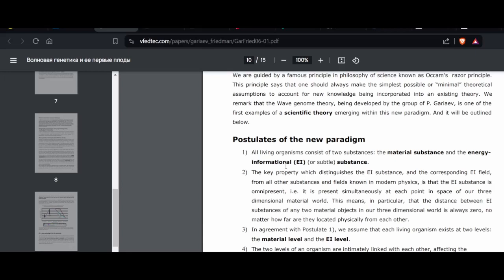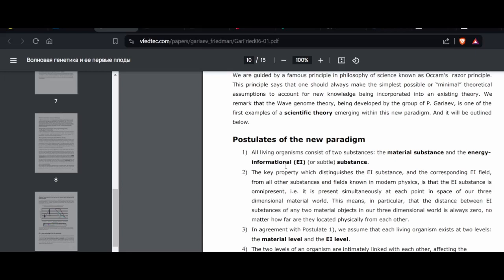The key property which distinguishes the energy substance and the corresponding energy field from all other substances and fields known in modern physics is that the energy substance is omnipresent, i.e., it is present simultaneously at each point in space of our three-dimensional material world. So again, that kind of sounds like our scalar waves that are everywhere all the time. You can communicate instantaneously because of these scalar waves.